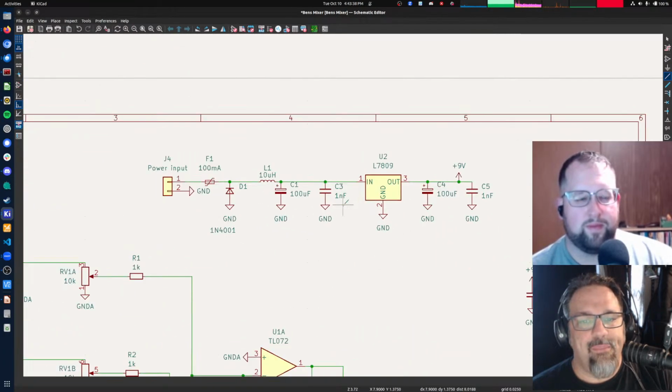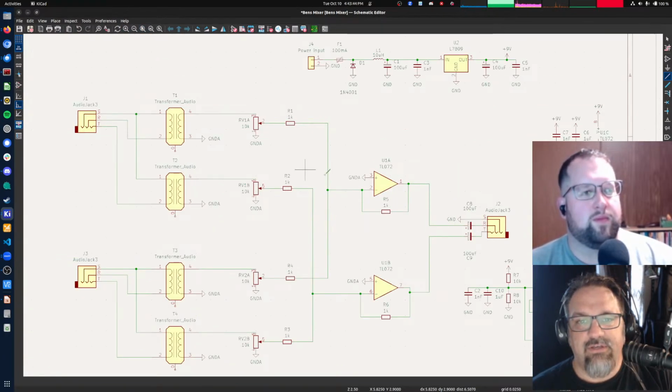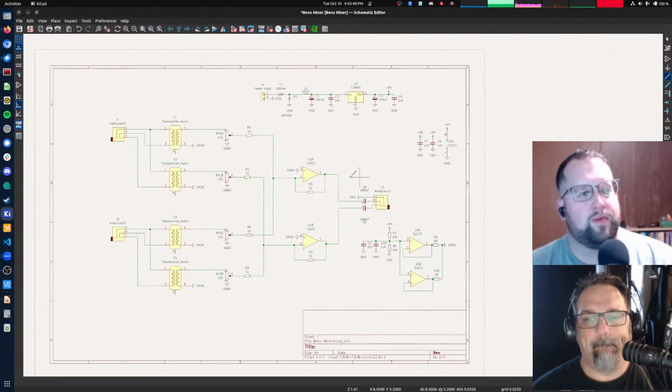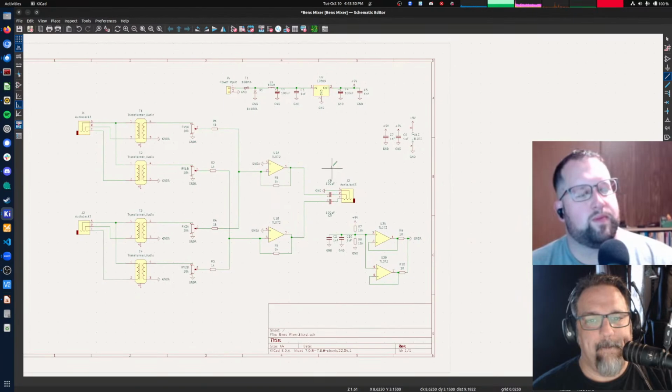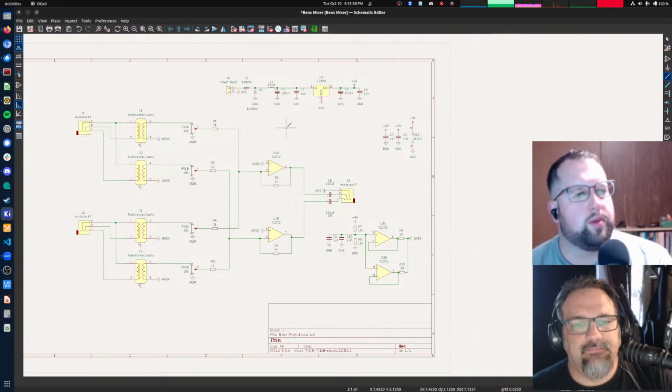Okay. Actually, hold on. Let's do this. Zoom to objects. I think that's everything. I think that's everything that you need. Okay. Just to hit you with a couple of questions.